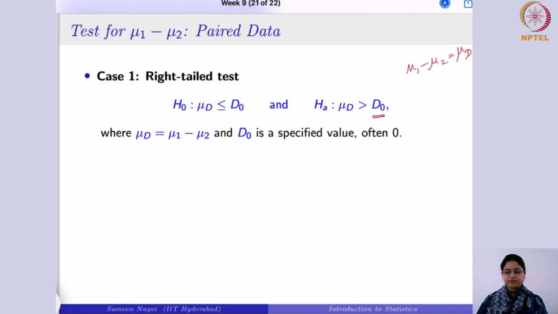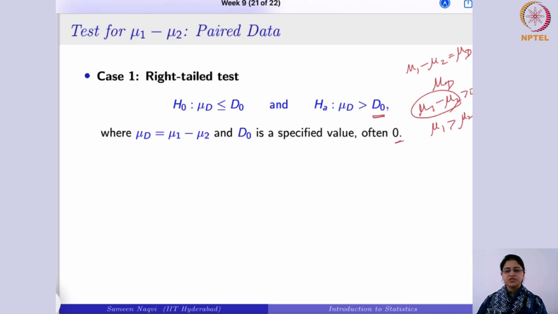So here in the right tail test, it would be that the difference of the two population means is greater than some quantity. If it is 0, it would mean that mu1 minus mu2 is greater than 0, or you could say mu1 is greater than mu2, right? So mu1 minus mu2 is mu d.